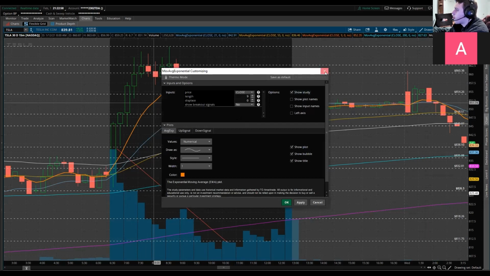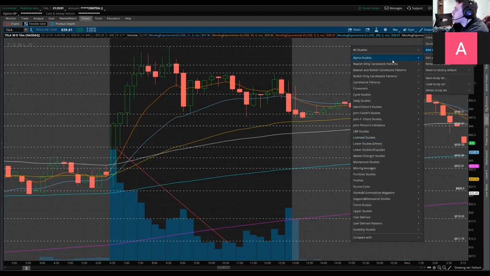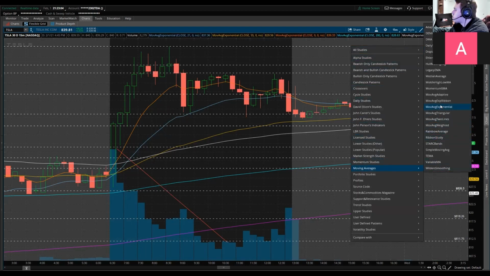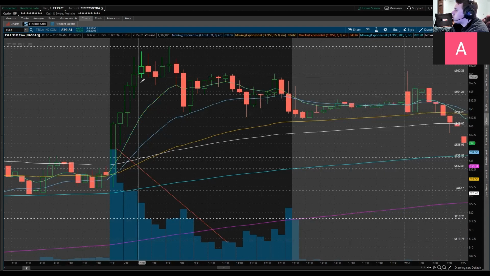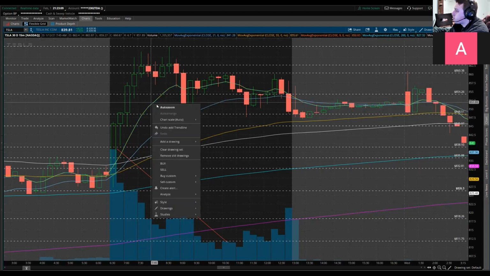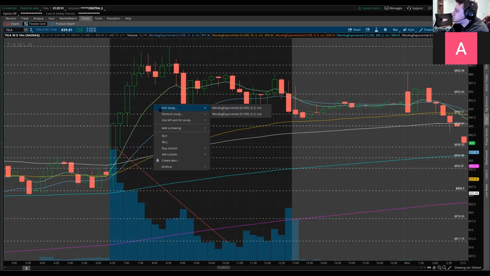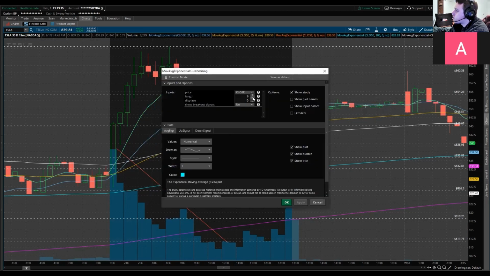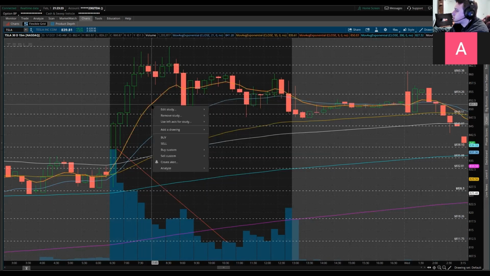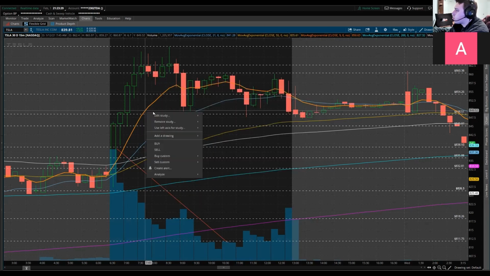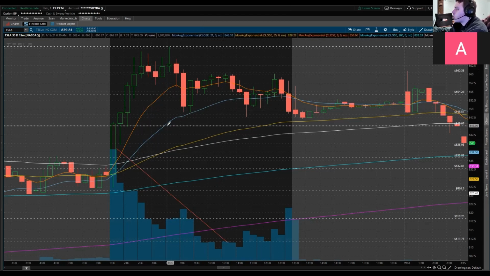Can you do that again? Studies, add study, moving averages, moving average exponential. You click it, it overlaps the 9 by default. Then you go in and you change the number and the color. So you do that. Hold on, let me remove this one. So add 9, 21, 55, 100, 200, and 300.